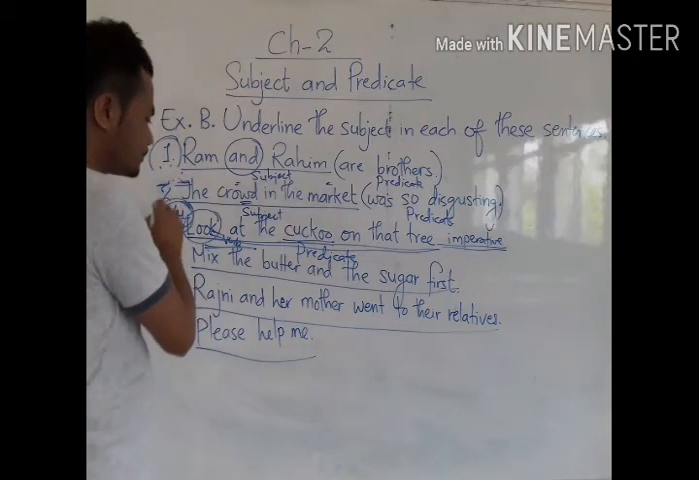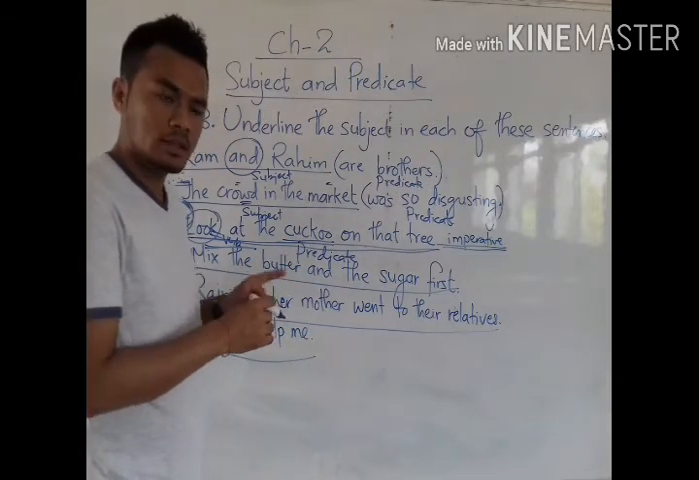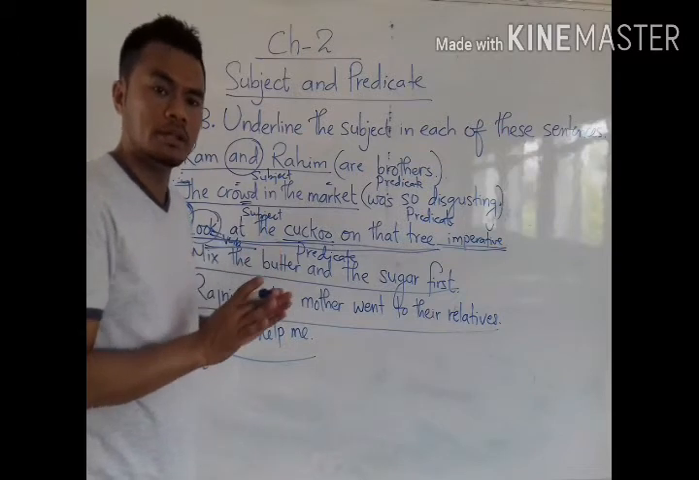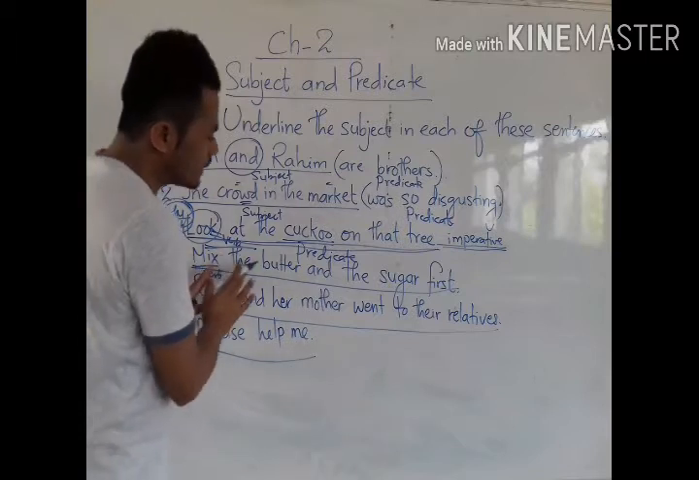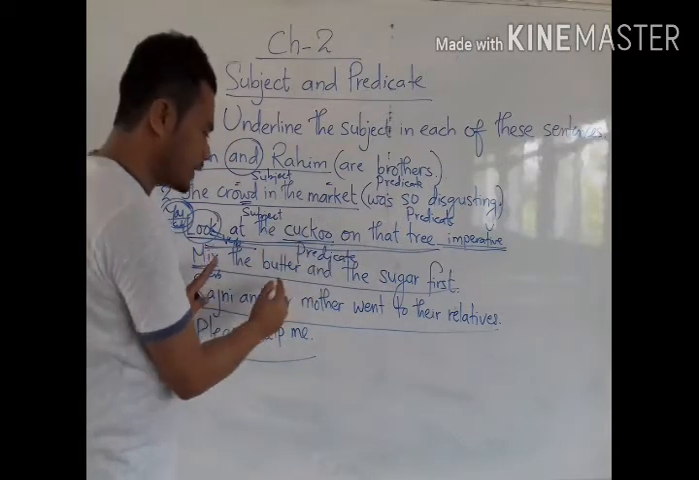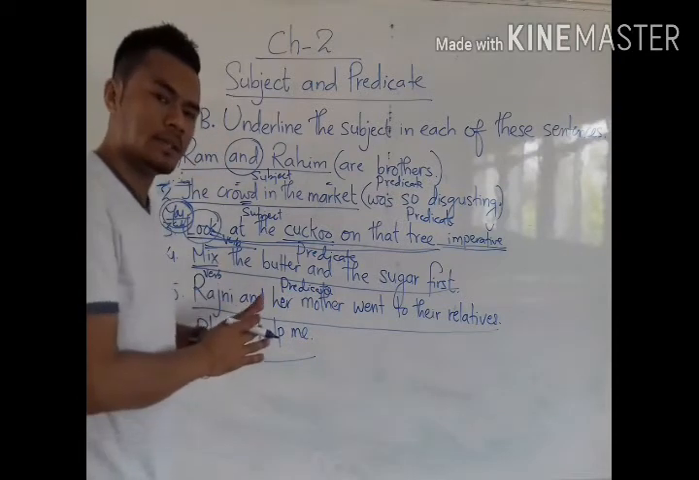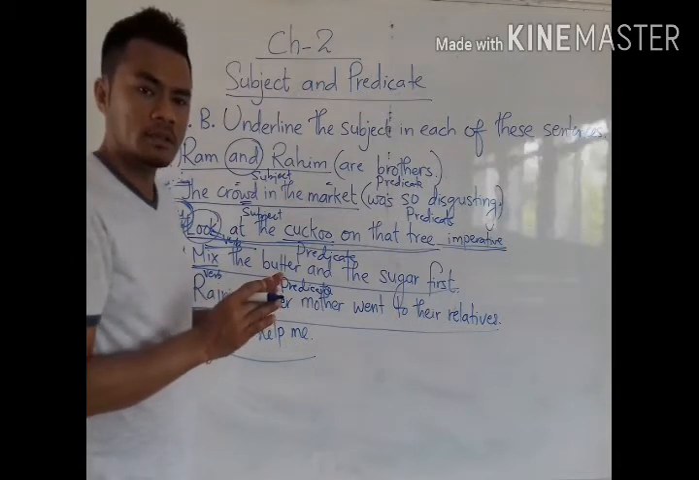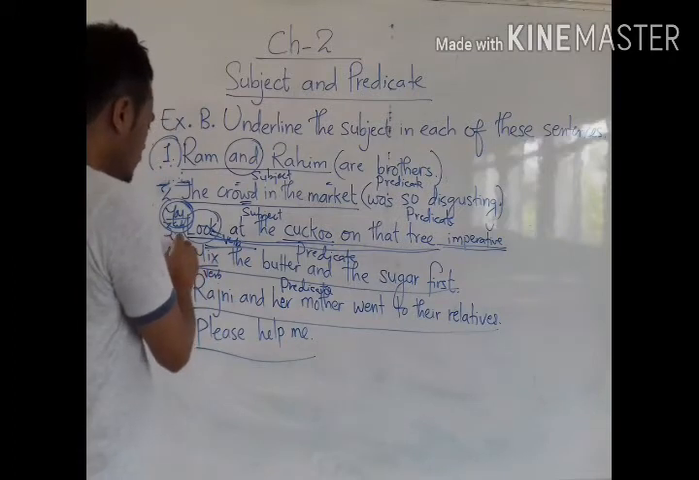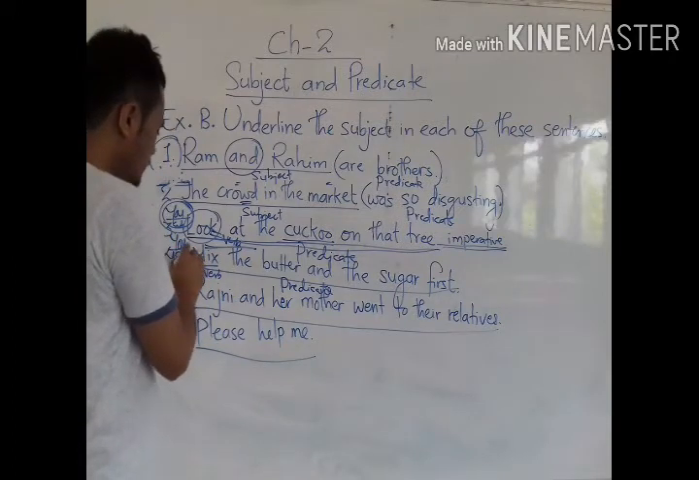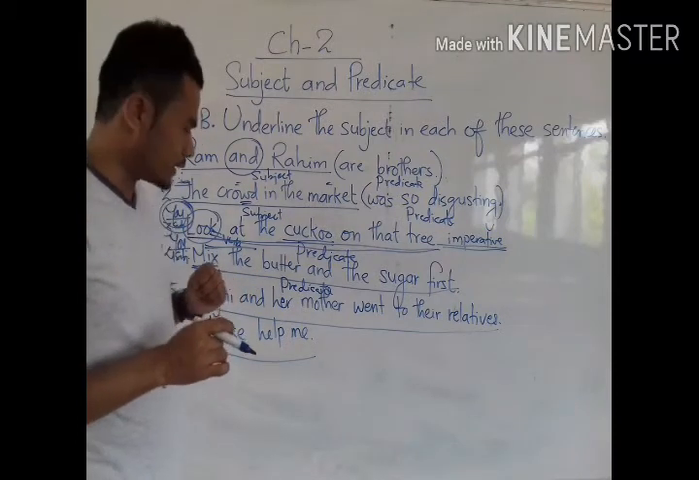Here the subject is you. In the same way, mix the butter and the sugar first. This is also me asking someone to do it. Here mix is the verb, and the rest of the words coming after the verb is predicate. So what is the subject here? Here also I am addressing someone. It is like an order. So here also you is subject. In case of imperative sentences, we have to understand you as the subject.